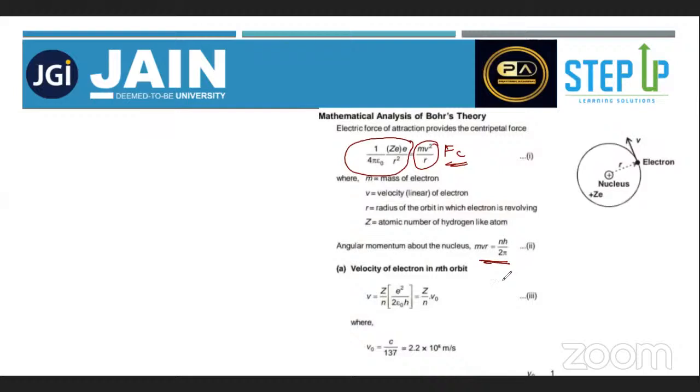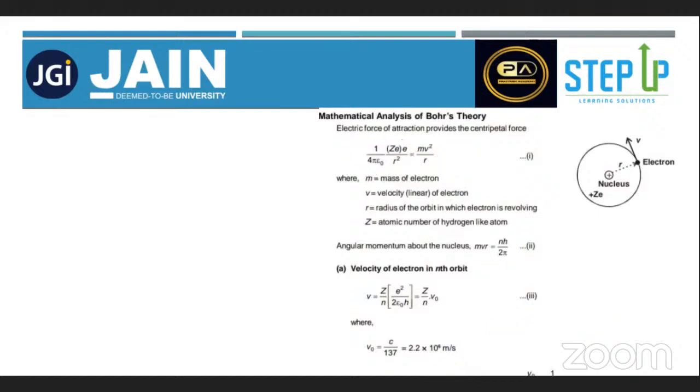Angular momentum is what you are supposed to know. This is the final value, which is 2.2. Many books write it as 2.18 also, but 2.2 is easy to remember. So 2.2 into 10 raised to 6. Many books write it as 2.18 into 10 raised to 6. Whichever you have remembered till now, that is what is useful for you.